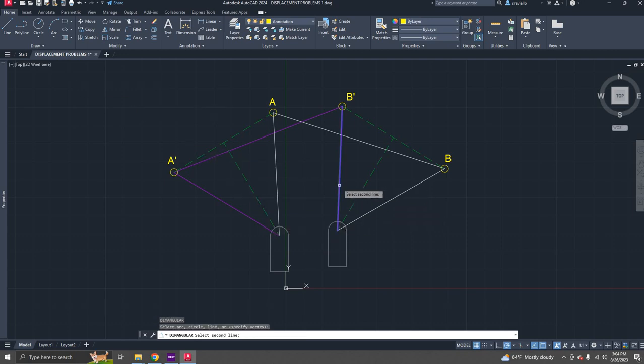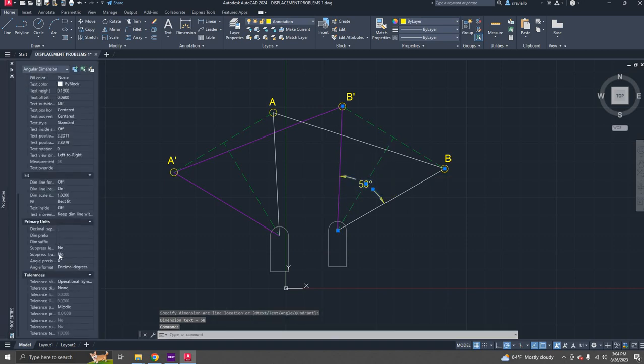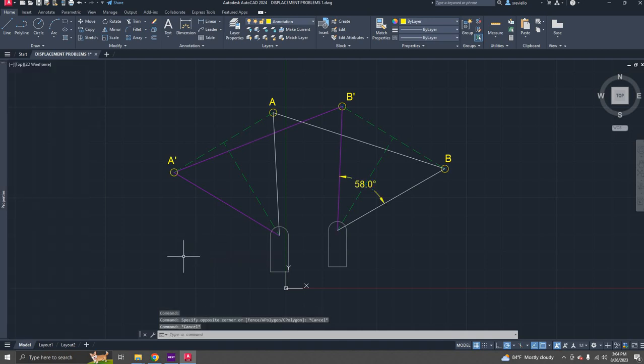Now we want to see how far these lengths have rotated. We can go ahead and make that a little more precise. They rotate 58 degrees as this coupler moves from AB to A prime B prime.